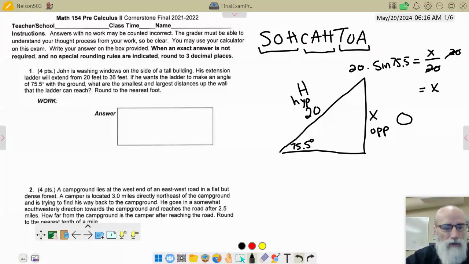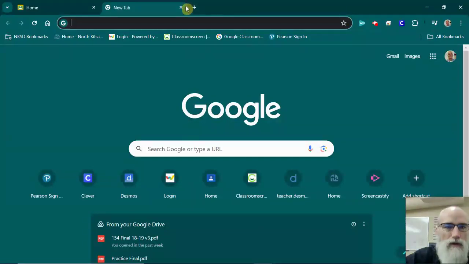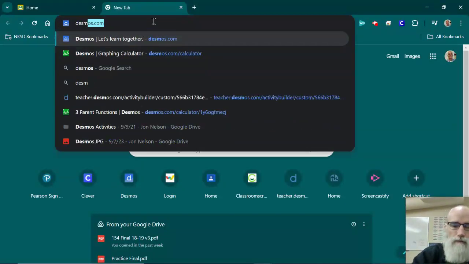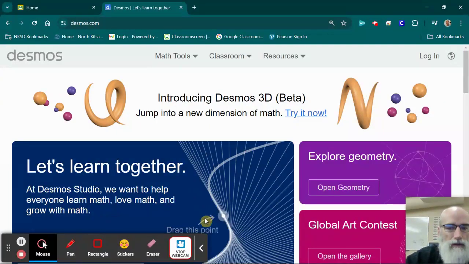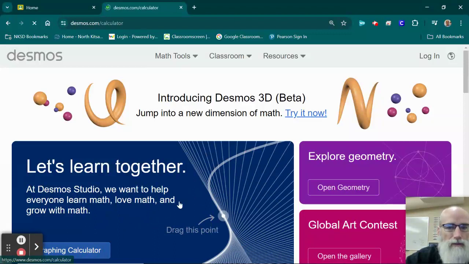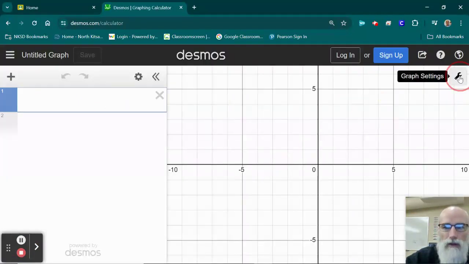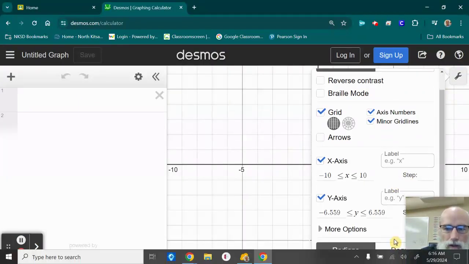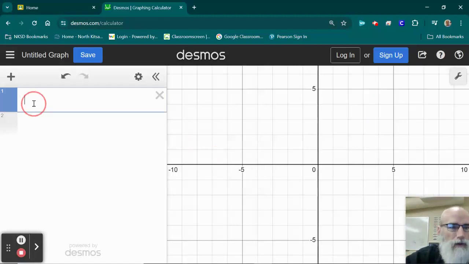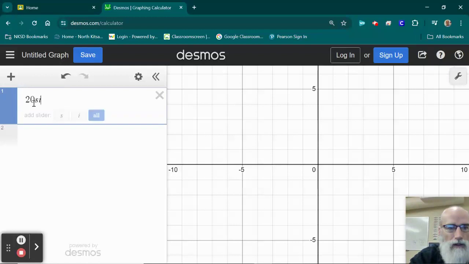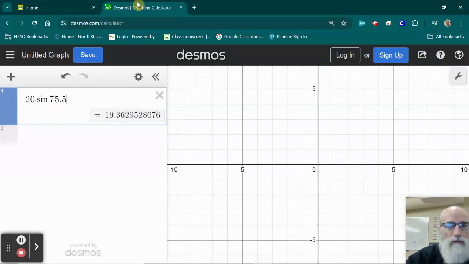Obviously, you need to have Desmos open. You need to be in degree mode, right? So let me jam over here to Desmos, and let's make sure we're in degree mode, right? So remember how you have to come up here to the little wrench thing and go to degree mode. And then what did we have? We had 20 times the sine of 75.5, I think it was, right?